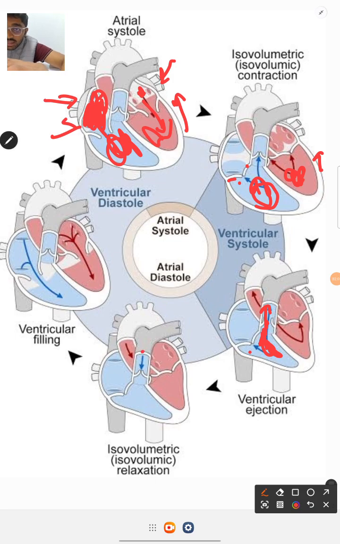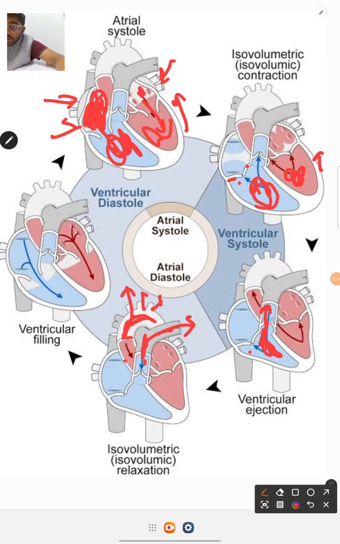Now the pressure inside the aorta and the pulmonary artery will increase. That will cause the closing of the aortic and the pulmonary valves, because the blood always moves from high pressure to low pressure, and the valve closes as the pressure pushes on it. Right now the blood has entered the aorta and the pulmonary trunk, and it moves to the whole body and the lungs.